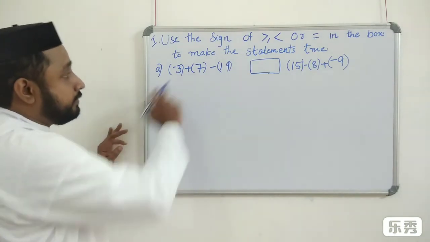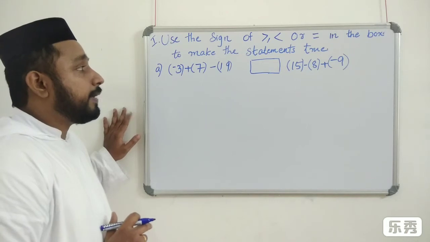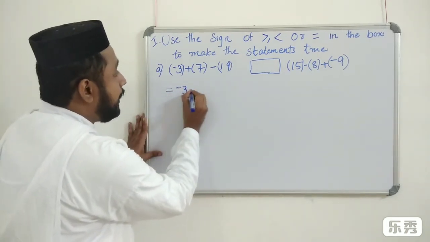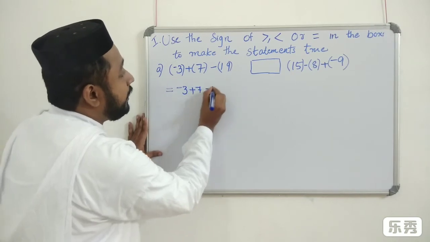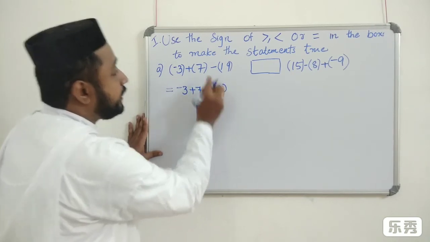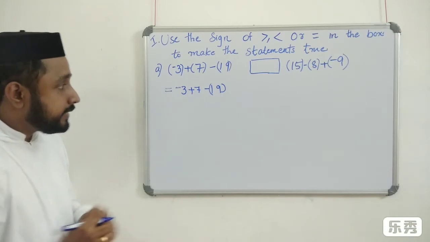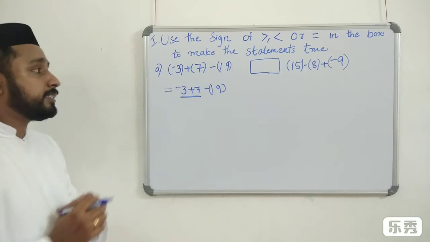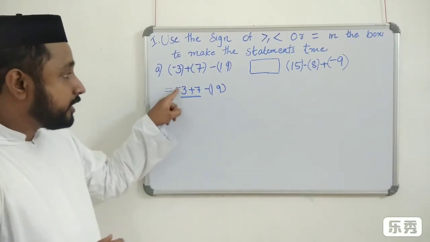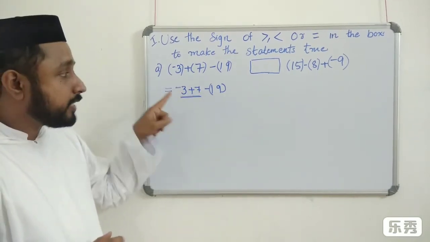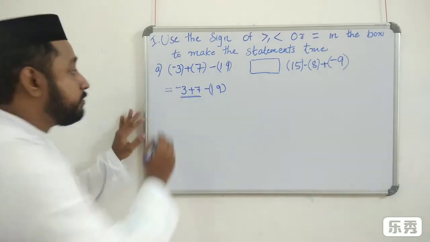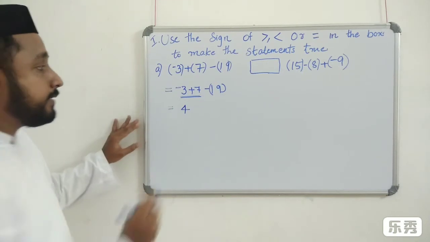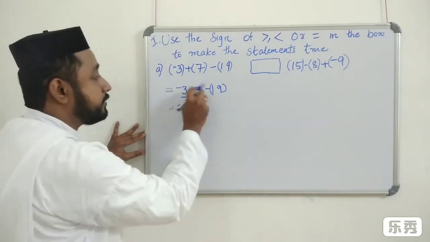Let us take the first one. Minus 3 plus 7 minus 19. We take the first two, minus 3 plus 7. One is negative, one is positive, so subtract the smaller from the bigger. We get 7 minus 3, which is 4, and the sign is positive because 7 is positive.